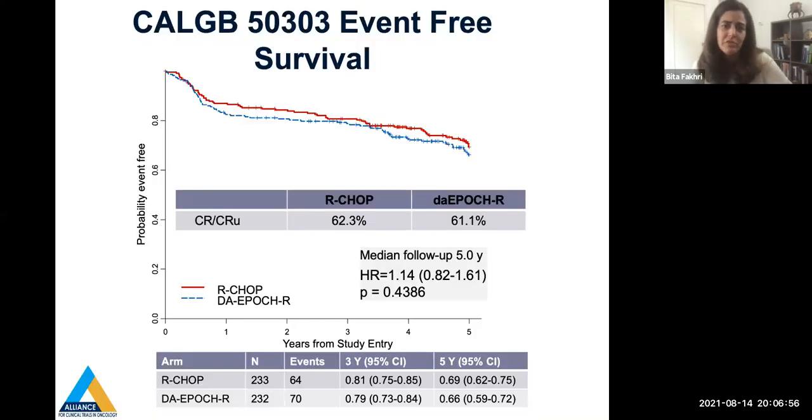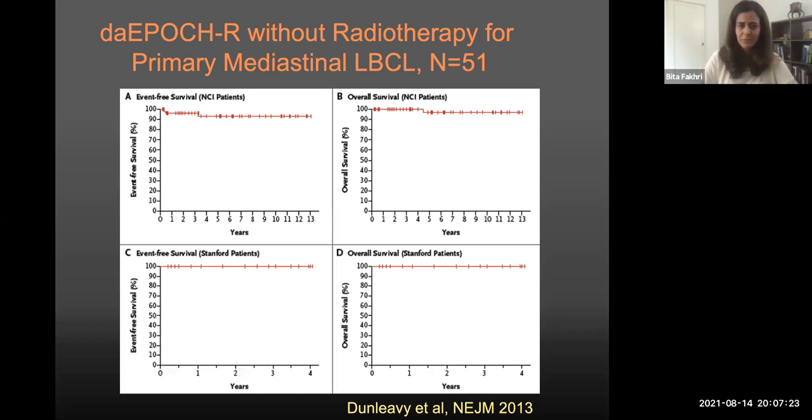This is the CALGB50303 trial, the Alliance trial that compared R-CHOP versus dose-adjusted EPOCH-R. The initial thought was patients with dose-adjusted EPOCH-R, which is a more intense chemotherapy regimen, are going to do better, but you see they didn't necessarily. So more intense is not always the better answer. But then again, the study was not powered to answer the question for double-hit lymphoma patients.